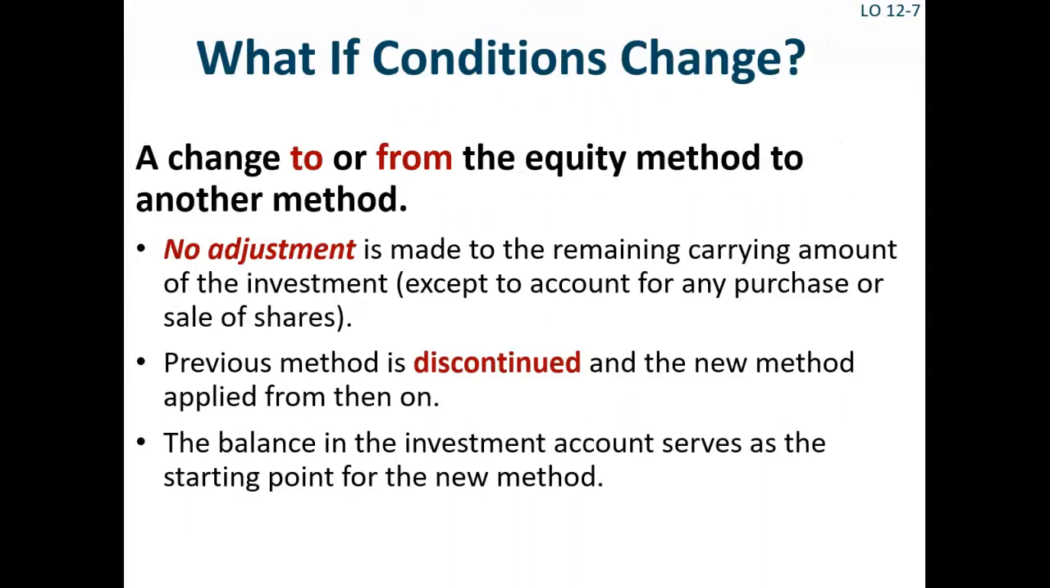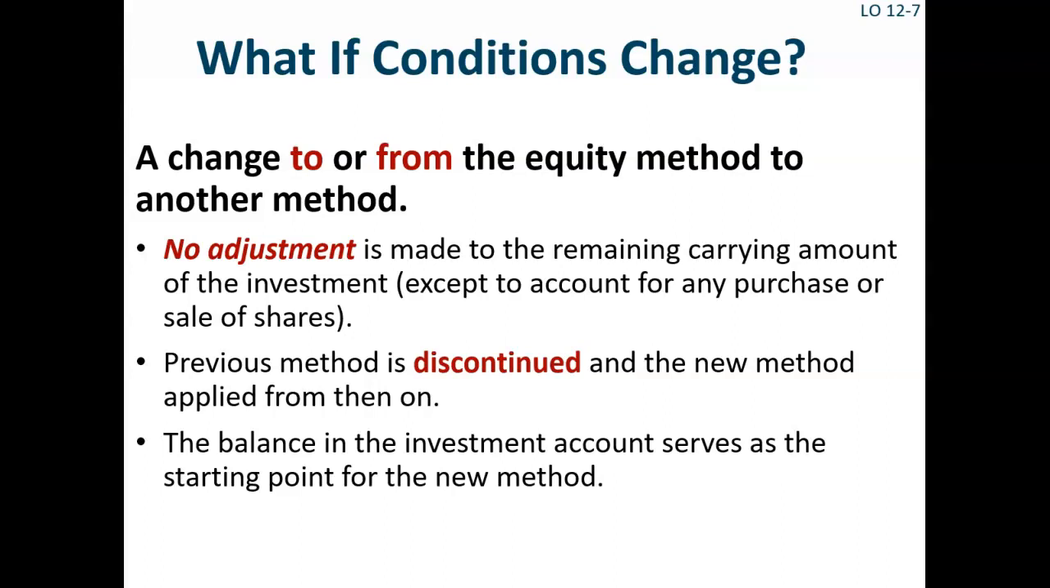When the investor's level of influence changes, it may be necessary to change from the equity method to another method. When this happens, no adjustment is made to the remaining carrying amount of the investment. Instead, the equity method is simply discontinued and the new method applied from then on. The balance in the investment account when the equity method is discontinued would serve as the new cost basis for writing the investment up or down to fair value on the next set of financial statements.